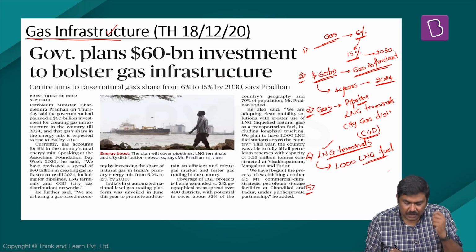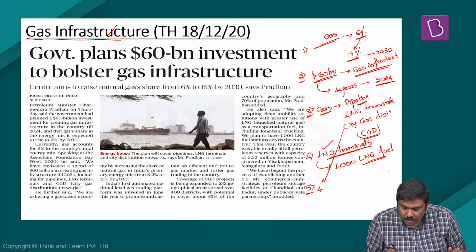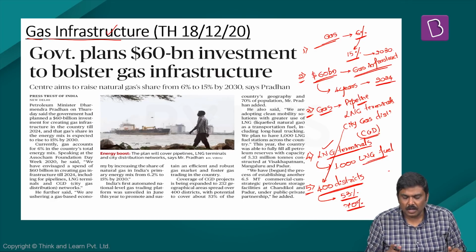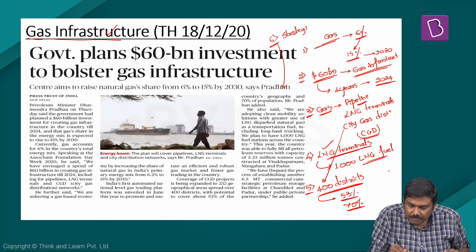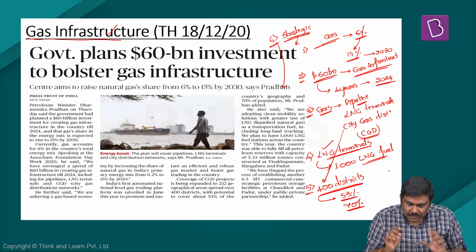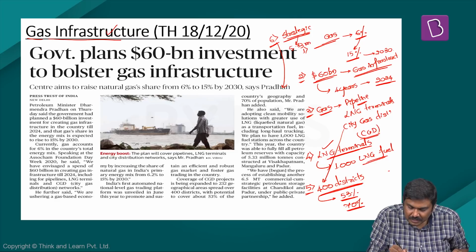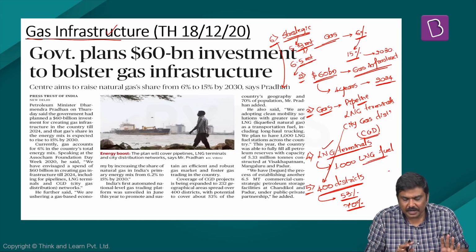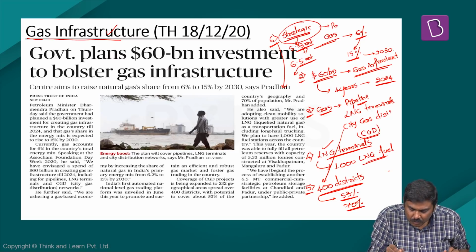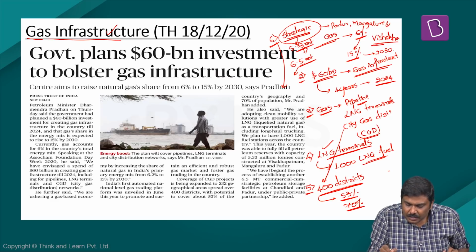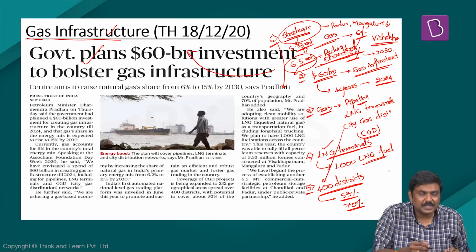Next, with respect to CGD, the article mentions that the CGD projects are going to increase to cover more than 400 districts. This alone will cover 53% of India's geography and 70% of India's population. Now, apart from this, the sixth point important in the article is basically with respect to strategic petroleum reserves. Now, understand this, strategic petroleum reserves, which have a capacity of 5.33 million tons, have been developed, and Government of India has proposed to develop another 6.5 million tons worth of strategic petroleum reserves in the coming days. Presently, we have strategic petroleum reserves at Padur, Mangalore and Vishakhapatnam, and new strategic petroleum reserves are being developed at Padur and Chandikol. So these are the 6 very important points mentioned in this particular article.